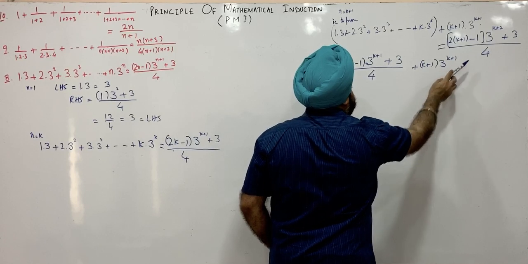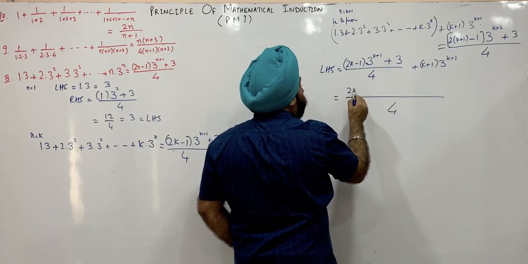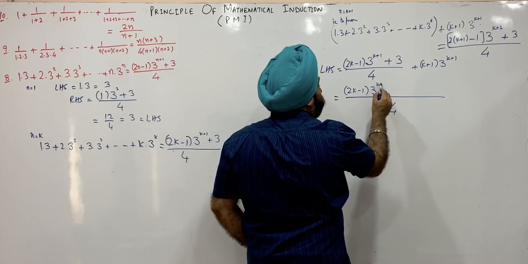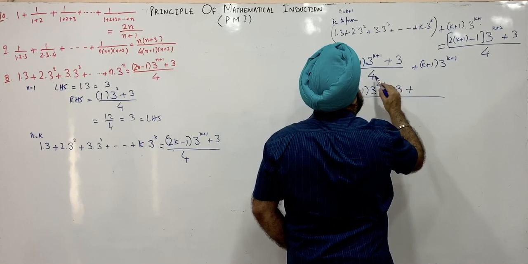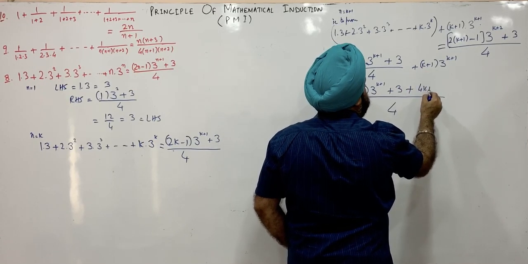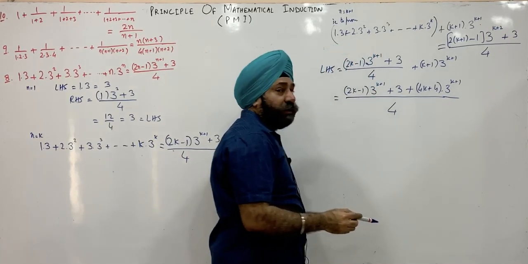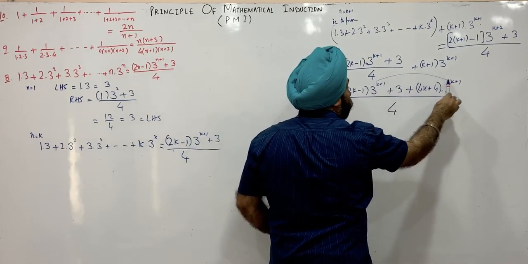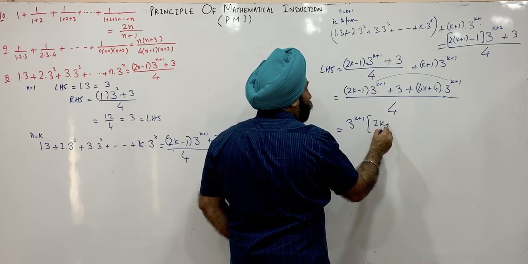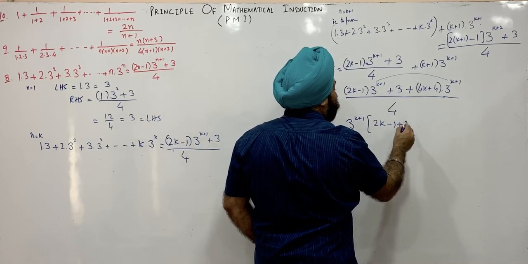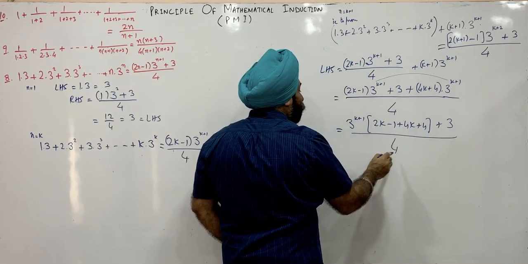So we need 4 here in the LCM. Take LCM: this is (2k minus 1) into 3 raised to k plus 1, plus 3, plus this is 4 into (k plus 1), 4k plus 4, into 3 raised to k plus 1. Then we combine these terms, taking 3 raised to k plus 1 common. It's (2k minus 1) plus (4k plus 4) plus 3, divided by 4.